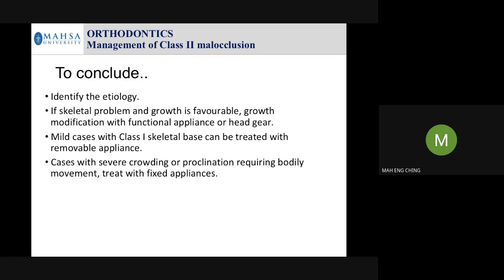So if there are very simple cases with a mild crowding, then it can be treated with the removable appliance. But in cases with a severe crowding and proclination and require bodily movement, then it's best to treat with the fixed braces, sometimes with or without the extraction. So if you come to severe crowding, we extract, and if you come to severe overjet, then you extract. But sometimes you just have some more crowding, then you can do without extraction, like class 2 division 2.